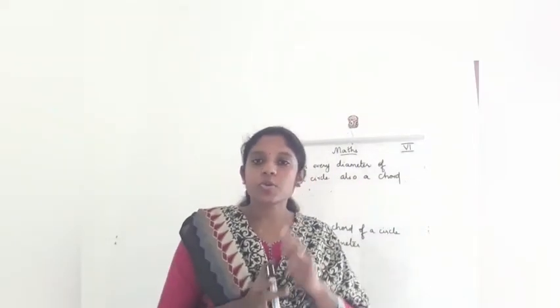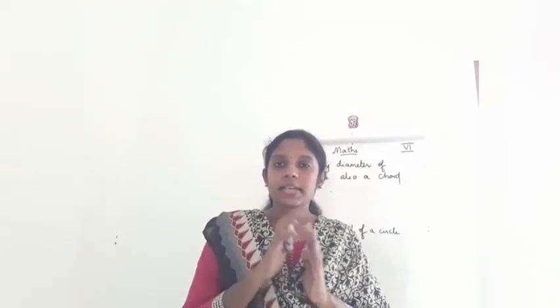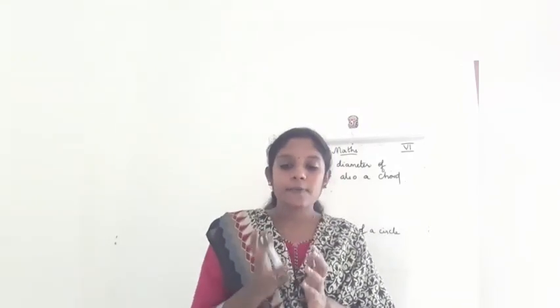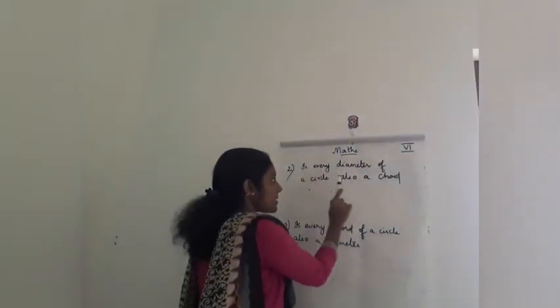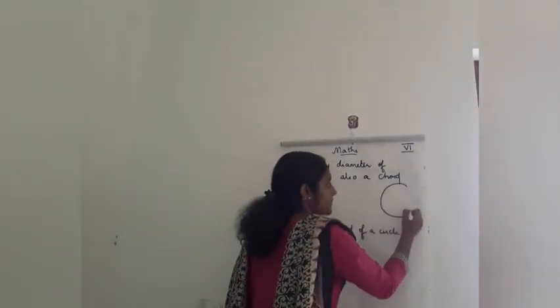Okay children, now the second question. There are 2 questions to answer. Is every diameter of a circle also a chord? The question asks whether a diameter of a circle is a chord. The second question is, is every chord of a circle a diameter? So these are the 2 questions. The first question is, is every diameter of a circle also a chord? For that we draw a circle and then explain it.